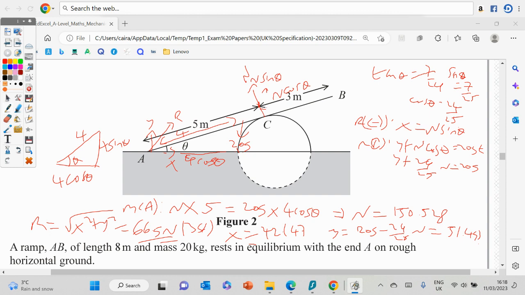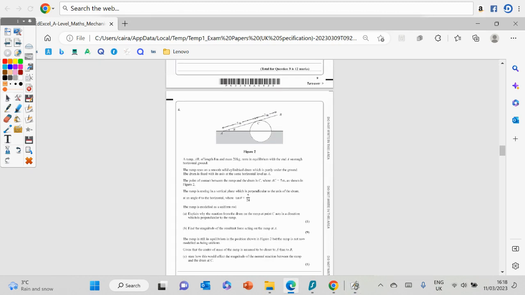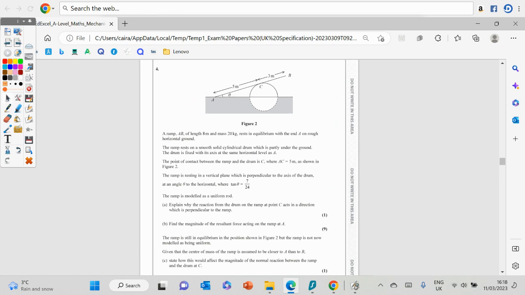Now, I don't think people did a lot of questions like this. And I think that's one of the reasons why people didn't do so well on this question, because I don't think people have done many like it in lessons, and I think they've just collapsed on the question when they've seen it. The last bit: the ramp is still in equilibrium in the position shown in figure 2, but the ramp is not now modeled as being uniform. Given that the centre of mass of the ramp is assumed to be closer to A than to B, state how this would affect the magnitude of the normal reaction between the ramp and the drum at C.